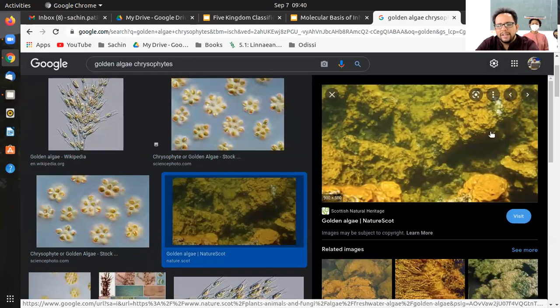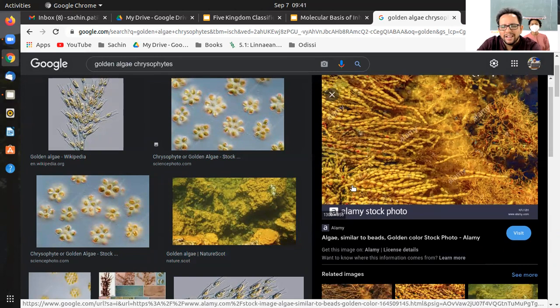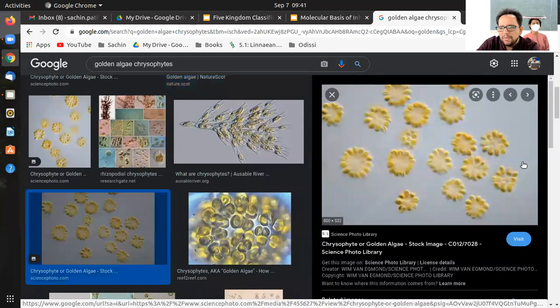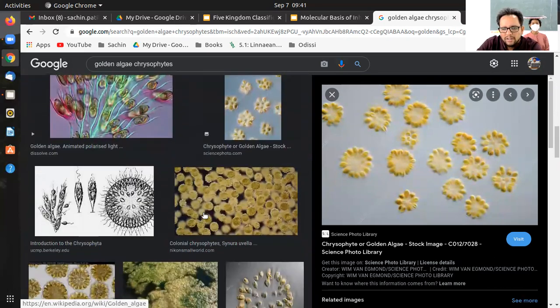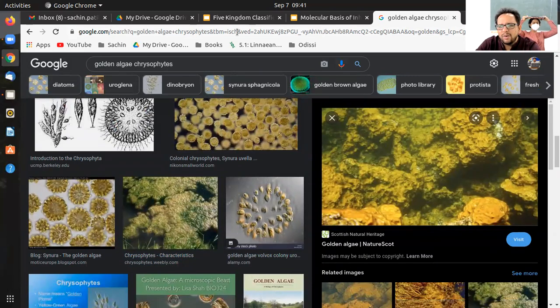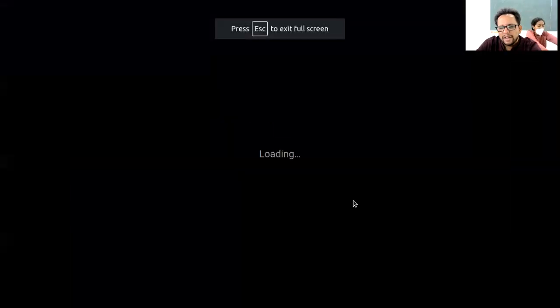In water bodies where they have been growing for long, you will find structures like this. And if you look closely, they look like this. That is a very high resolution picture of this golden algae. These are examples of golden algae, and obviously you know why they are called golden, because of their color, which is very obvious. So that is one example of chrysophytes.